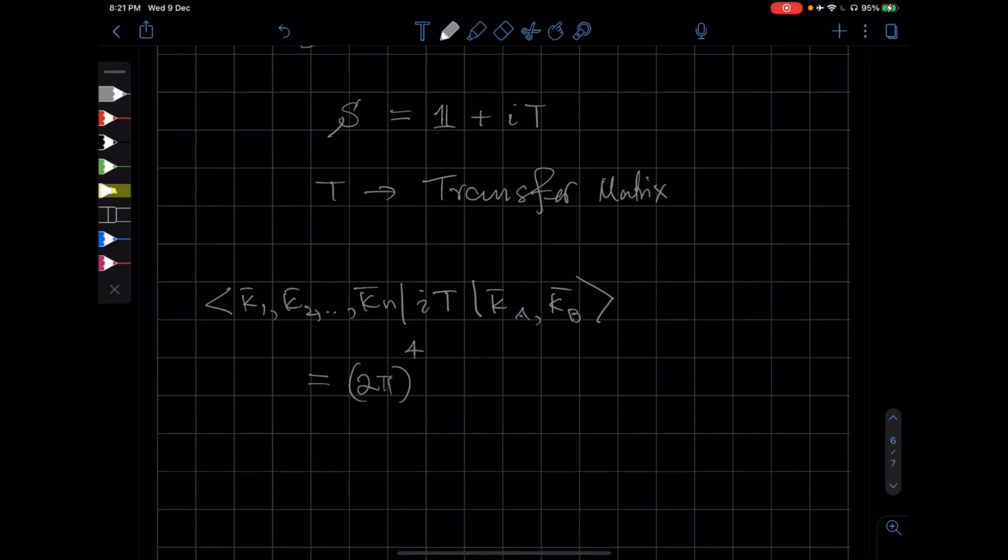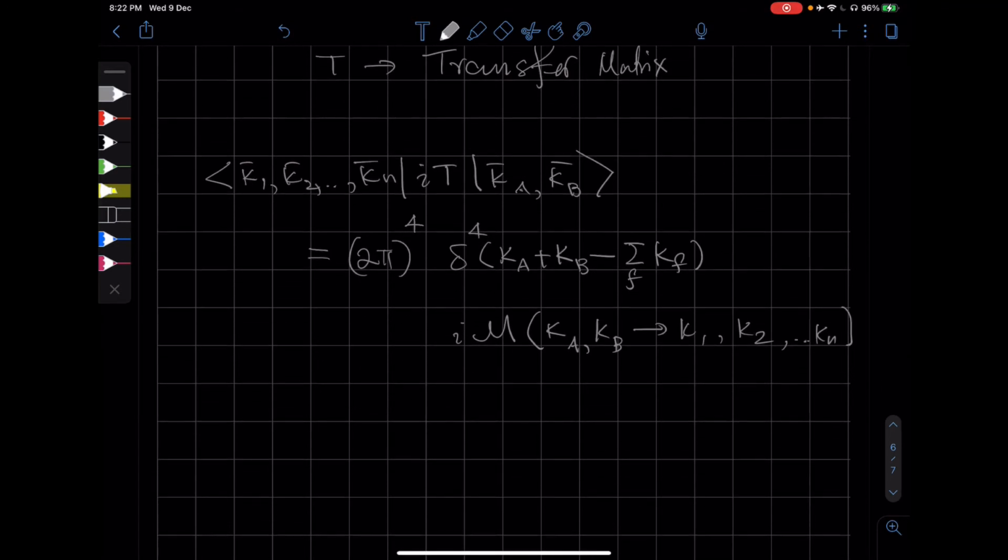Now, because of overall momentum conservation, we know that there would be a factor in this transfer matrix element which will have the form (2π)^4 times a four-dimensional Dirac delta function, which will conserve the overall energy momentum. The zeroth component of this Dirac delta function is the conservation of energy, and the other three components are the conservation of three-momentum. And the matrix element, iM, called the amplitude or the matrix element, will be a function of Ka and Kb, as well as K1, K2, and so on. So this is the general form of the transfer matrix.